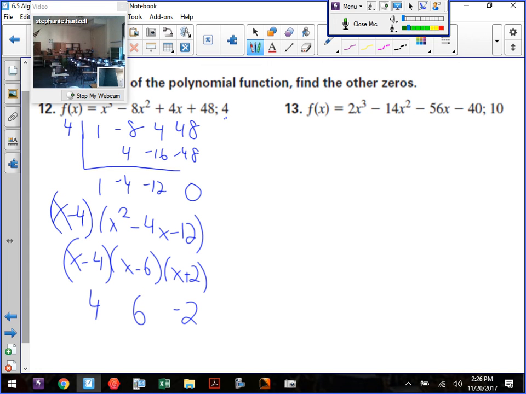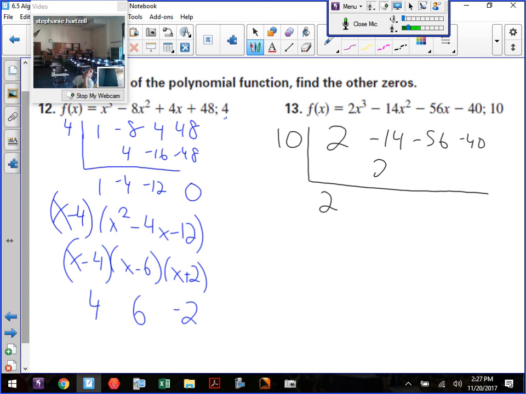Next one, same deal. We have a 10: 2, negative 14, negative 56, and then negative 40. 2, 20, 6, 60, 4, 40, and a 0. Gives you a 0 at 10.